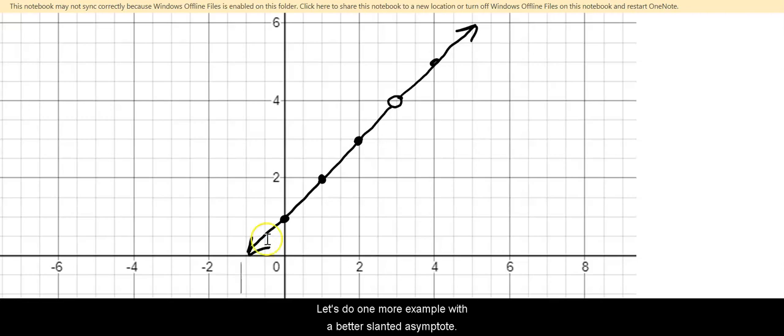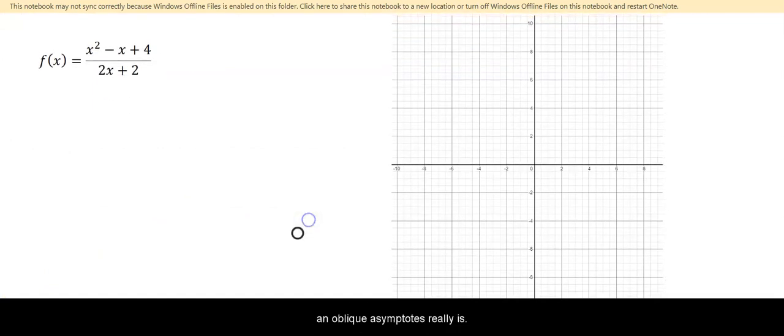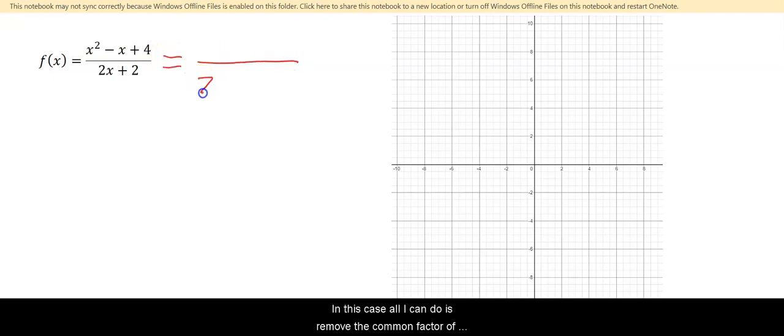Let's do one more example with a slanted asymptote. Let's take a look at this last example so you can see what an oblique asymptote really is. In this particular problem, I start out the same as I have every other time. There are values that are not allowed because they cause 0 in the denominator. Let's take our denominator and factor it fully. In this case, all I can do is remove the common factor of 2, leaving me with x plus 1 as a binomial factor in the denominator.